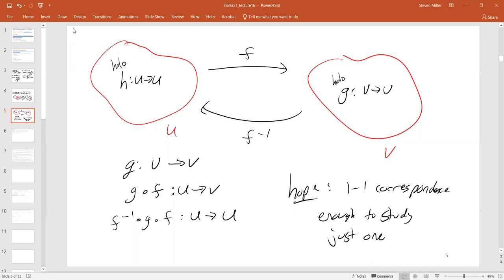holomorphic. Yes. So we need to prove that f inverse is holomorphic. Yes. Okay. Yes.